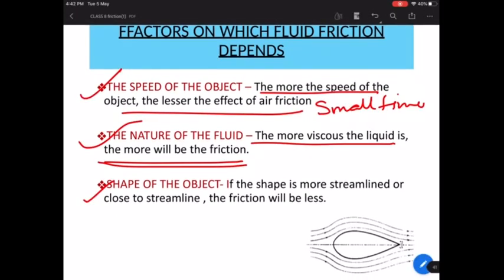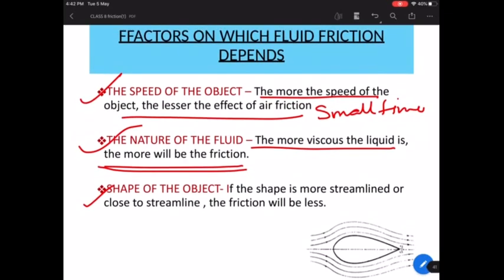So if I ask you, what should be the speed of the object if you want your friction to be low? Your speed of the object should be high. What should be the shape of the object for your friction to be low? The shape has to be a streamlined shape. Okay? And what should be the nature of the fluid? The nature of the fluid has to be less dense or less viscous if you have to reduce the friction. So these are the three important factors on which the fluid friction depends.